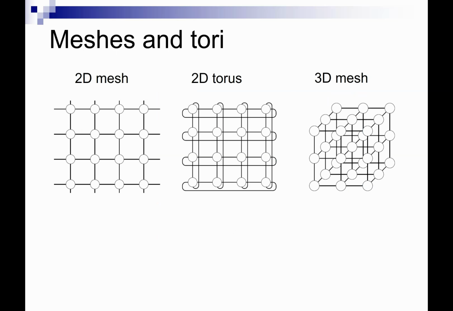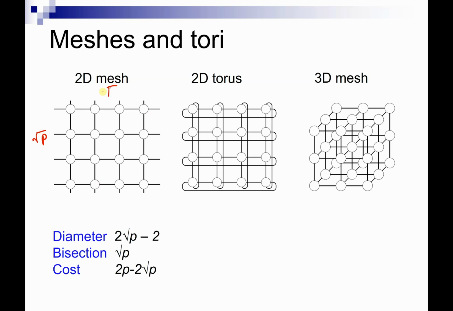Now you can go from the one-dimensional array to a two-dimensional array. The two-dimensional array is usually called a 2D mesh. For the 2D mesh, the diameter improves a lot. If we have p processors overall, like 16 processors over here, then the dimensions of this mesh are going to be square root p by square root p. And so therefore the diameter of this network is what is the farthest pair of nodes in this network?